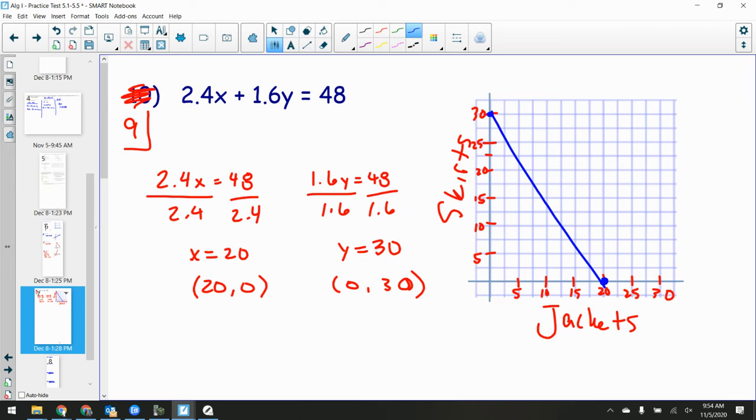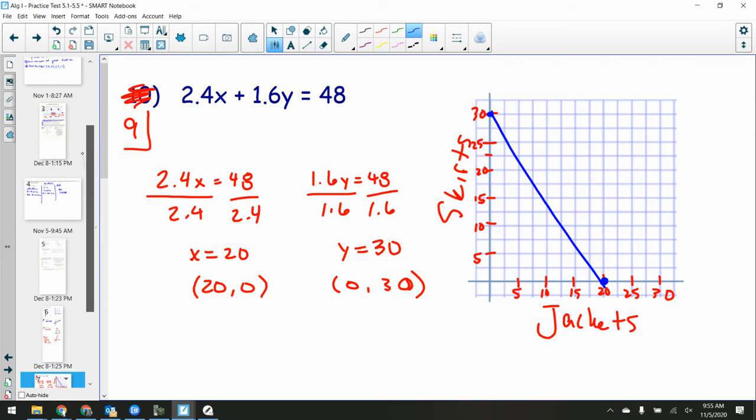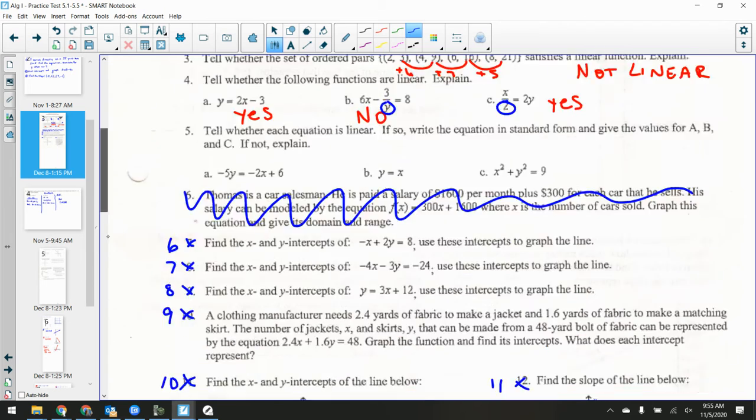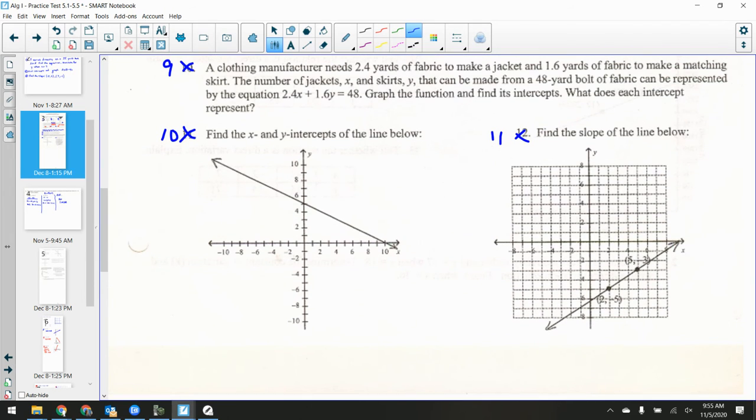All right. Number 10. Who had number 10? Drew did, that looks like. I got 10 comma 0 and 0 comma 5. That one was easy. You just had to identify the intercepts. Okay, let me just jump back here. This is number 10 here. 10 comma 0 and then 0 comma 5. Good.